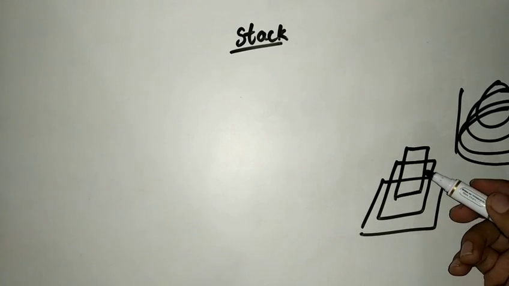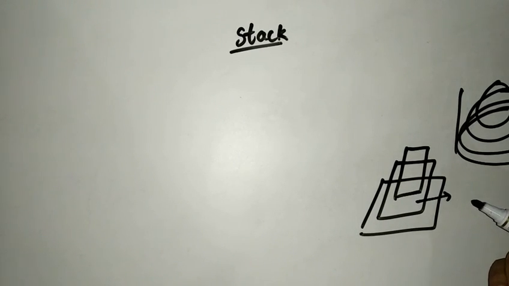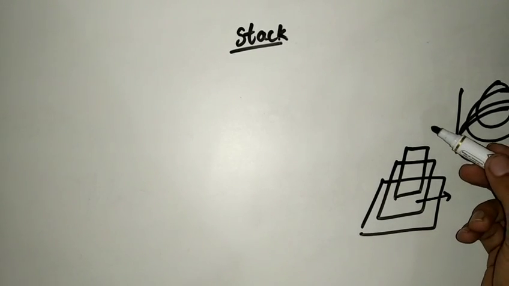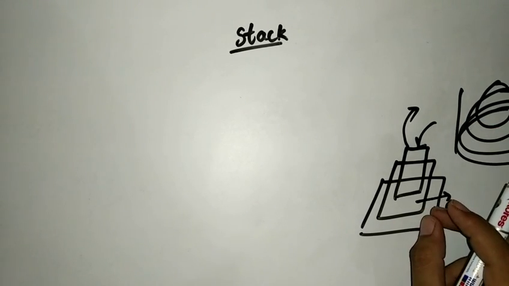We can add or remove the book from the top only. We cannot remove the book from the middle because it violates the property of a stack. In a stack, an item can be removed and inserted at the same end. We can add the book at the top and we can remove the book from the top, not from the middle or from the last.